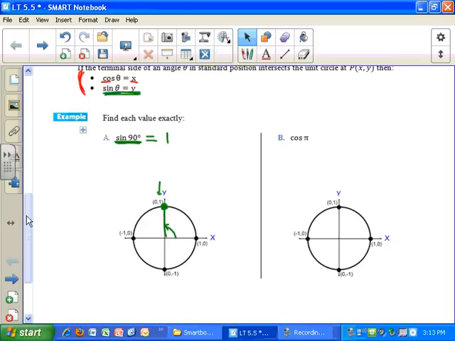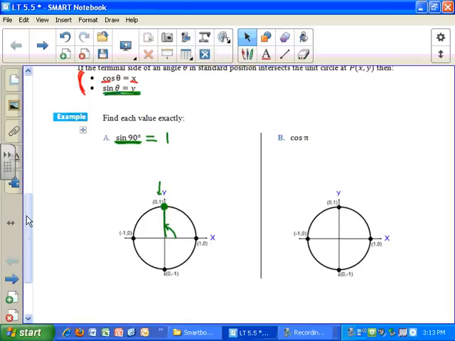If your calculator is giving you an answer of 0.893, then your calculator is in the wrong mode. So why don't you just press mode, switch it over to degrees, and then try again the sine of 90, and now it should give you exactly 1. Okay.